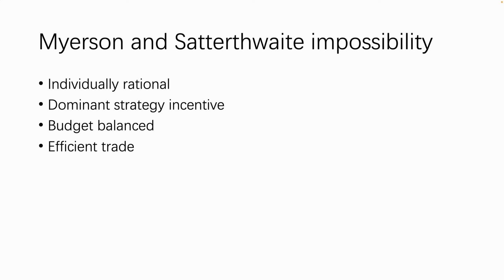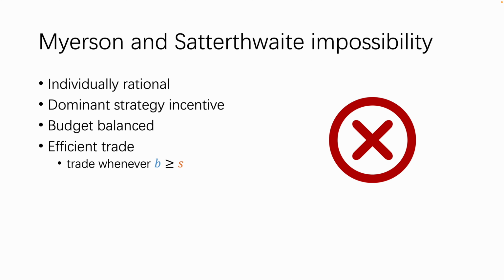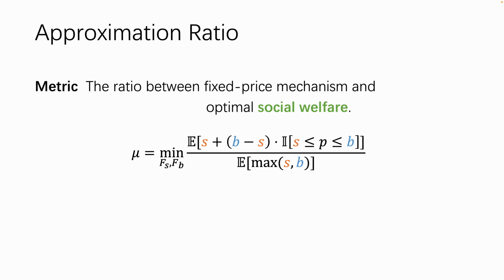As we stated before, our goal is to find an efficient mechanism while satisfying the three properties. The most ideal case is that do we have mechanisms that trade efficiently, which means that the mechanism will let the trade happen whenever the value of the buyer is higher than the cost of the seller? Unfortunately, Myerson and Satterthwaite prove in 1983 that this mechanism does not exist. Therefore, it is natural to ask that if there has approximately efficient trade.